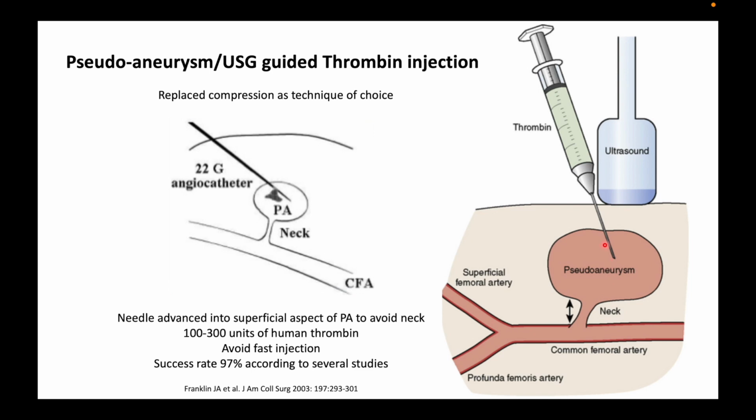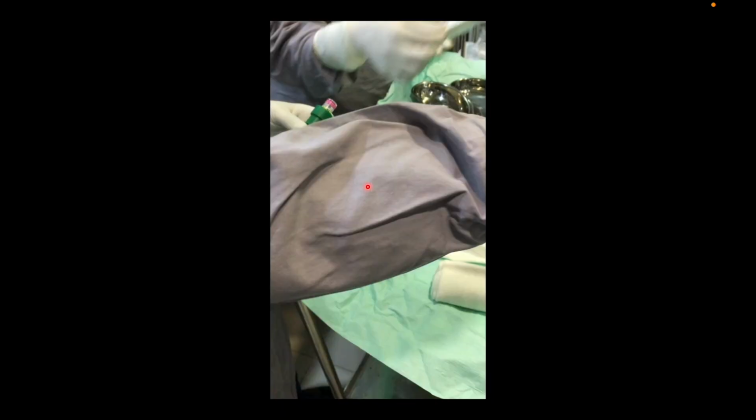And during that, under the ultrasound guidance, you keep looking at the needle and percutaneously you take the needle into the pseudoaneurysm away from the neck, and then you slowly inject thrombin into it. And so 100 to 300 units of human thrombin are on average injected. The success rate is around 97% according to several studies.